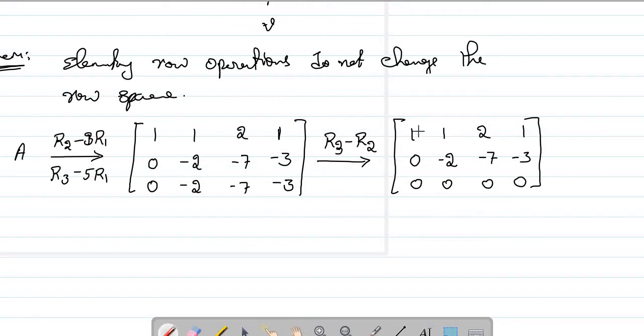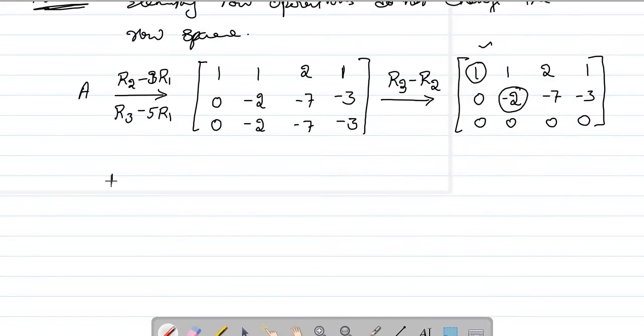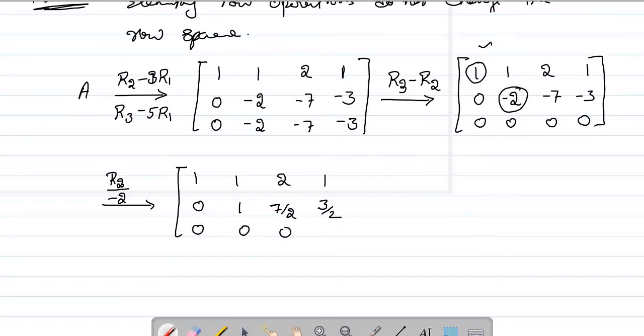The first non-zero element here is 1, there is no issue. In the second row, the first non-zero element is minus 2, but I have to make it 1. So to make it 1, I'll divide the second row by minus 2. So I get 1, 1, 2, 1, okay, 0, 1, 7 by 2, 3 by 2, 0, 0, 0, 0.